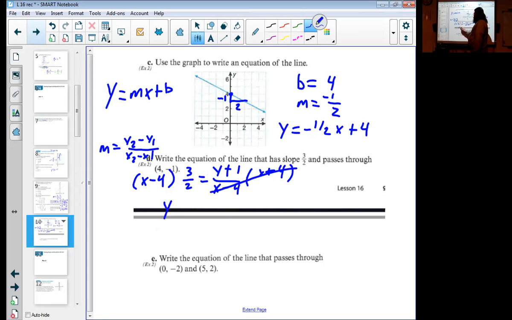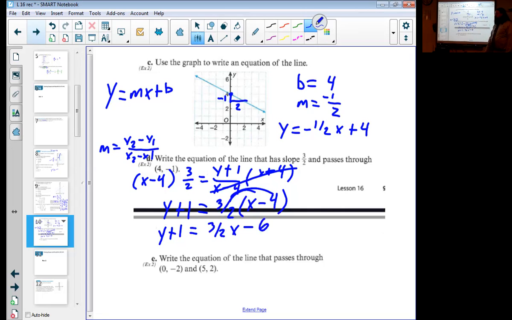This will cancel out, and I'm going to move this to that side. We have y plus 1 is equal to 3/2 times x minus 4. We now distribute this. We have y plus 1 is equal to 3/2 times x is just 3/2 x, and then 3/2 times -4 is -6. Now to get rid of a plus 1, we subtract them. So we are left with, this cancels out, y equals 3/2 x minus 7.